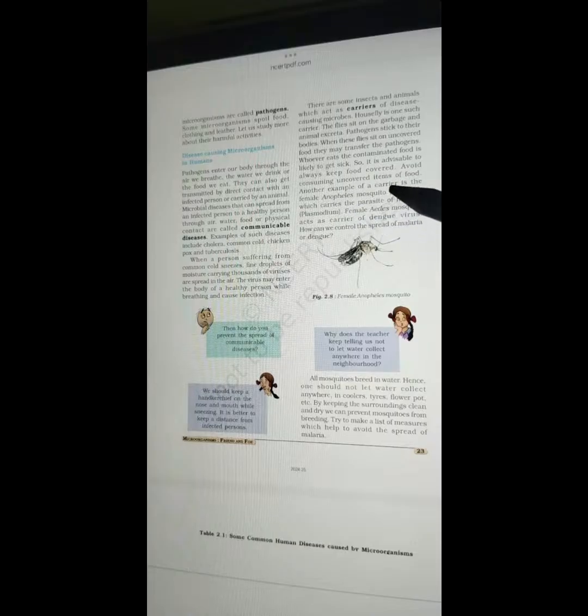Another example of a carrier is the female Anopheles mosquito, which carries the parasite of malaria, plasmodium. Female Aedes mosquito acts as a carrier of dengue virus. Can we control the spread of malaria or dengue? Figure 2.8, female Anopheles mosquito.